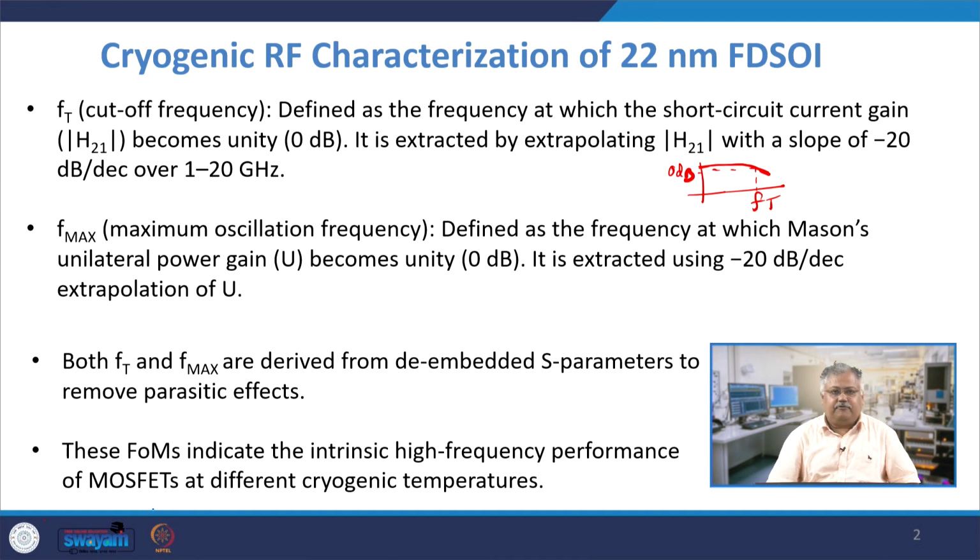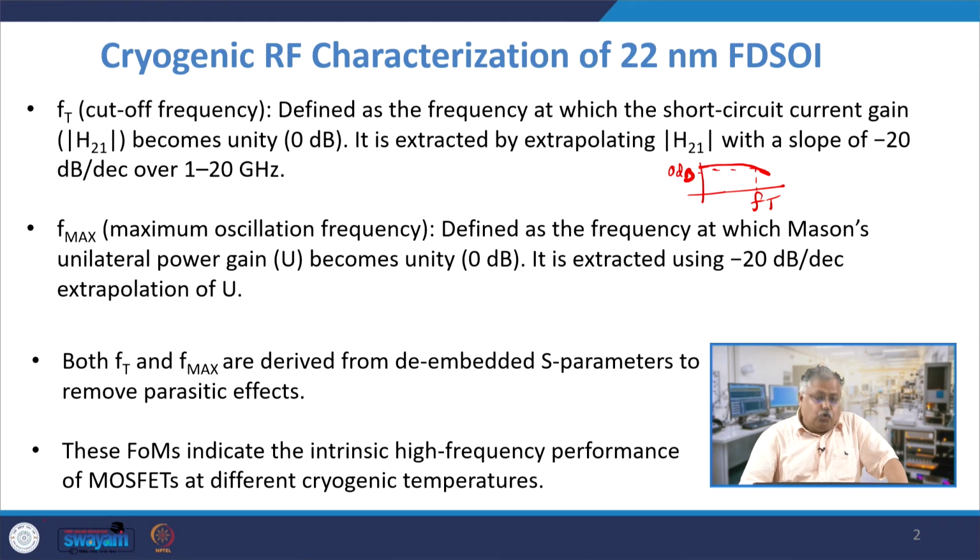What is Fmax? Fmax is the maximum oscillation frequency and is defined as the frequency at which the Mason's unilateral power gain, forget about Mason and all these things, power gain basically becomes unity. So, output power by input power is unity, and it is again extracted using 20 dB per decade extrapolation of the power gain. Now, why are we referring to 20 dB per decade? Because we are assuming that it is a first order network and my attenuation is typically in the range of 20 dB per decade.